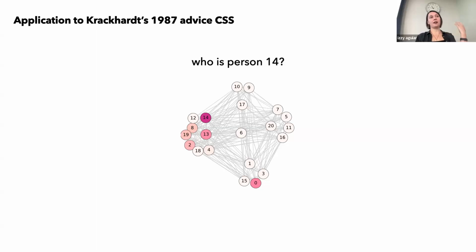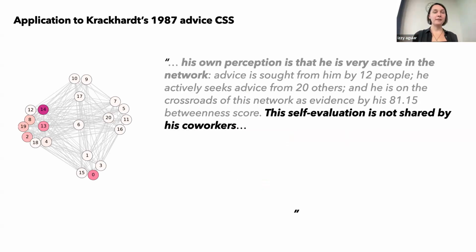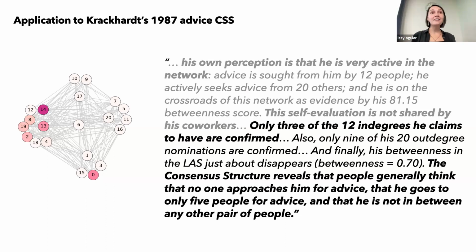So with this person 14, I was wondering what's so special about him, until you look into the original Krackhardt paper and find this wonderful quote. He says his own perception is that he's very active in the network. Advice is sought from him by 12 people. He actively seeks advice from 20 others, which is everybody else in the network. And he's at the crossroads of this network, as evidenced by his high betweenness score. But this self-evaluation is not shared by his coworkers. Only 3 of his in-degrees are confirmed, and only 9 of his out-degrees are confirmed. And his betweenness in this locally aggregated structure just about disappears.